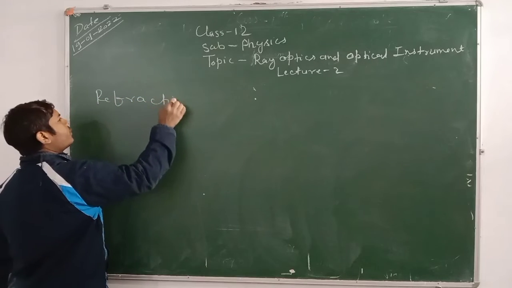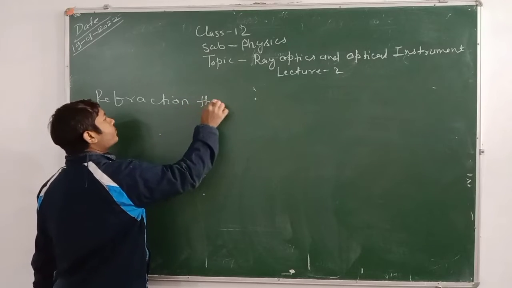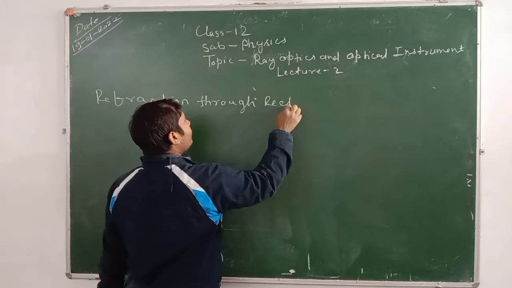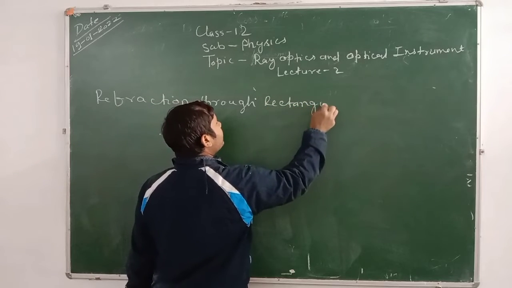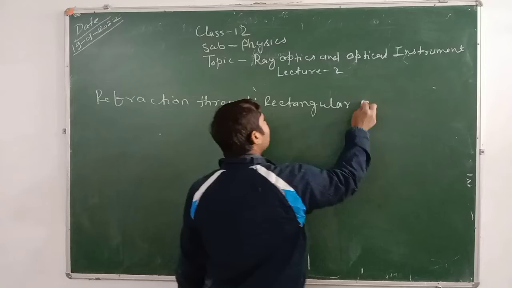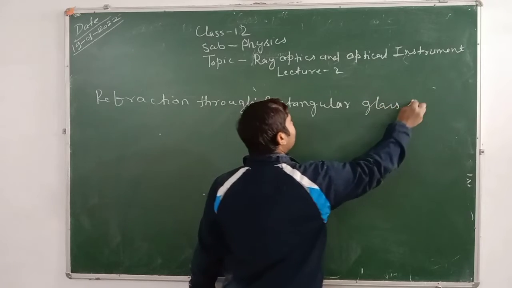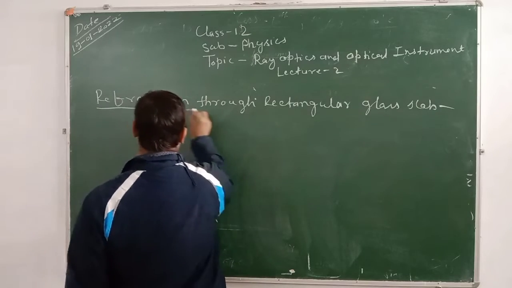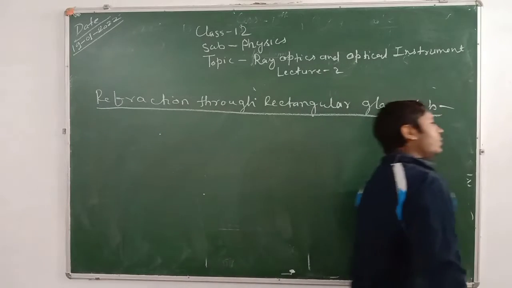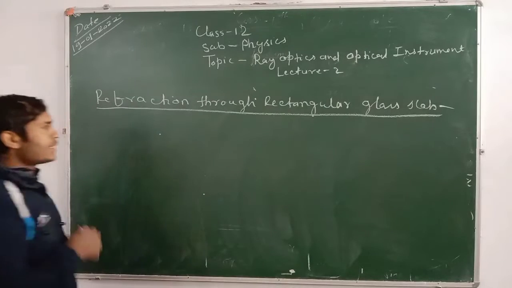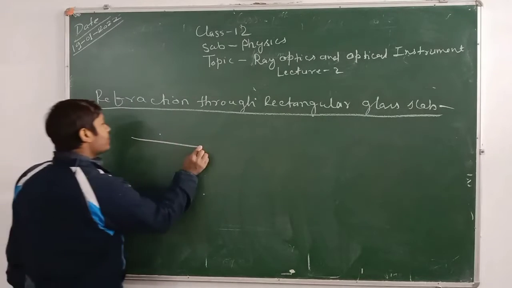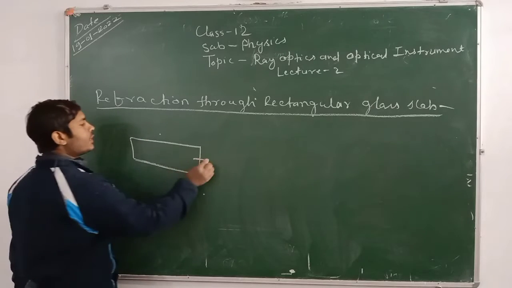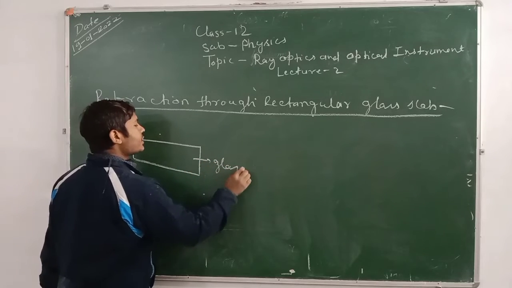Refraction through rectangular glass slab. Okay, refraction through rectangular glass slab. Now let us suppose it is a rectangular glass slab. Is it clear? It is a glass slab.